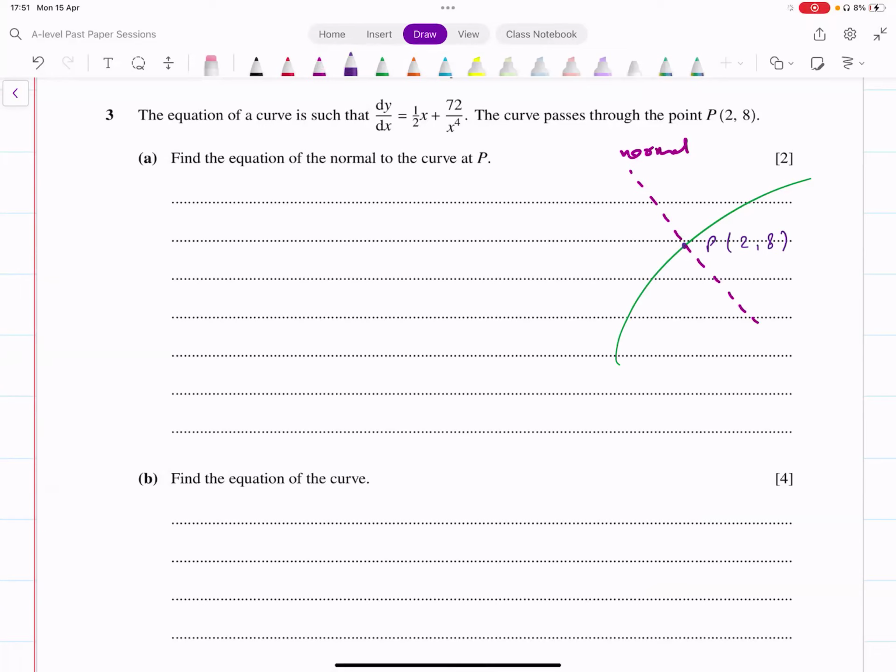Now it's a straight line. How do you find equations of straight lines? You need two things for that. You need a point and the gradient, right? And you can use y minus y1 equals m into x minus x1 then to find the equation.